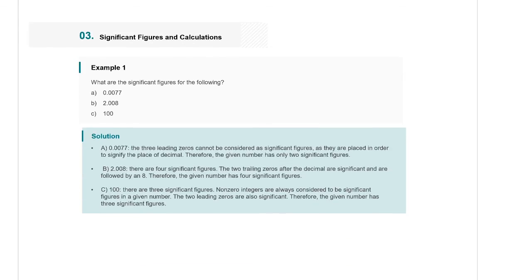All right, so the first exercise we are going to look at is counting the significant figures for all three of these numbers, so we can have a review. For the first one, we have 0.0077. What would be the significant figures? We have three leading zeros, and they don't count as significant figures. We have two non-zero digits, so we have two significant figures, or significant digits.